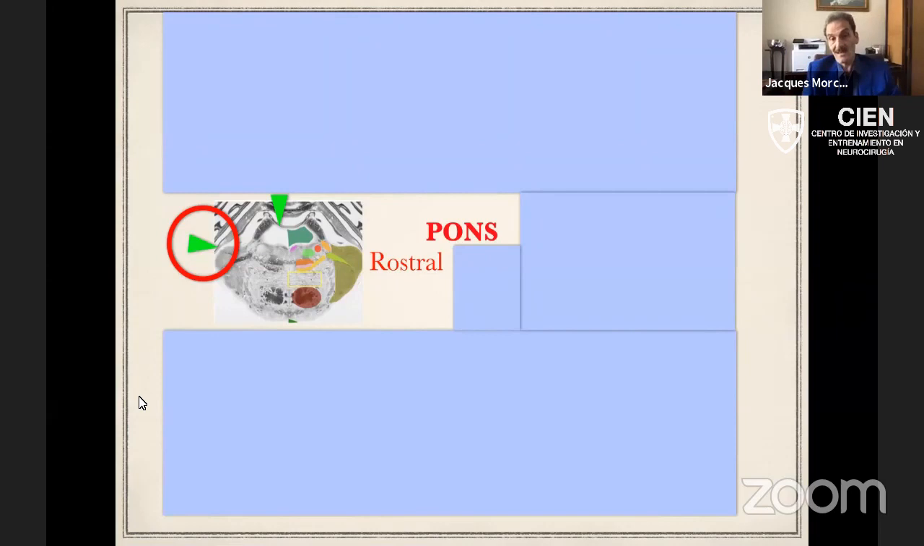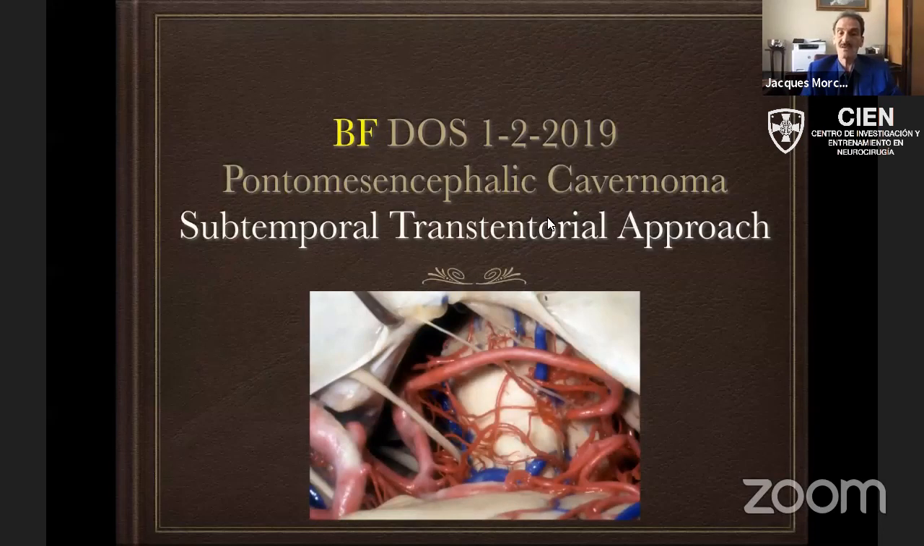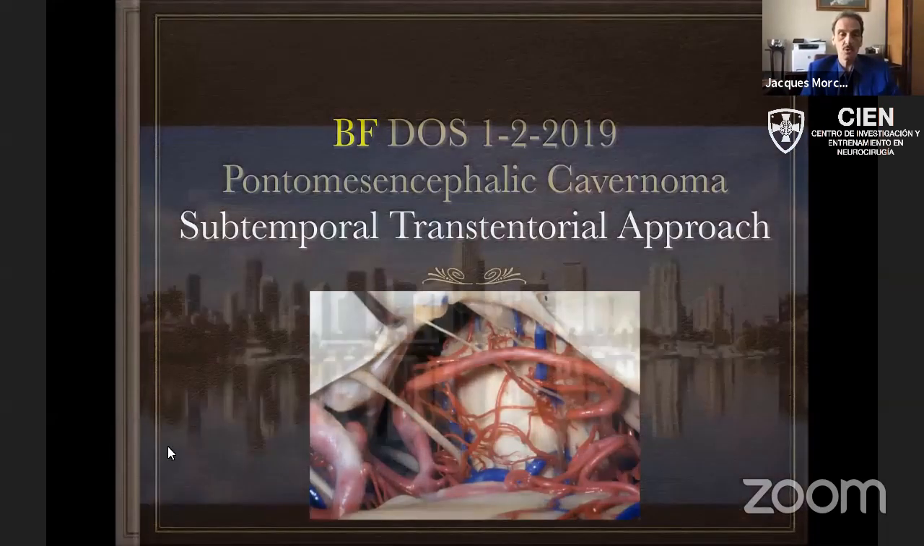And those that get better, of course, are very happy. Let's keep going. Rostral pons. I'll show you on pontomesencephalic cavernoma. I use subtemporal transtentorial approach.